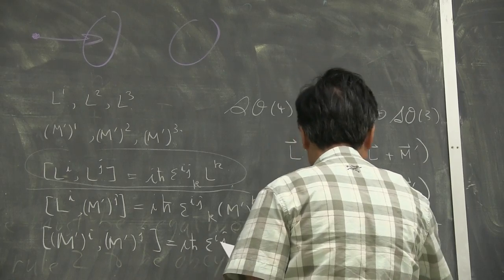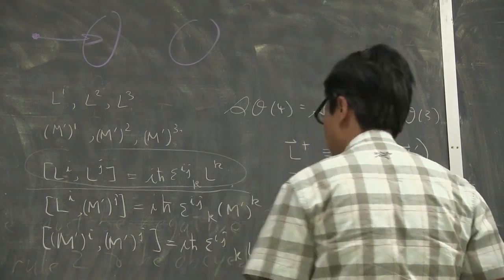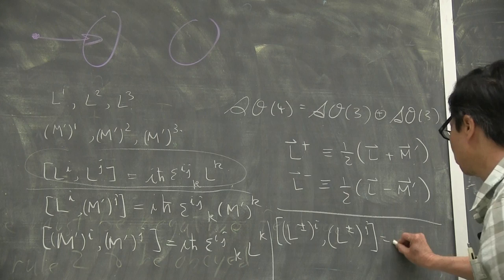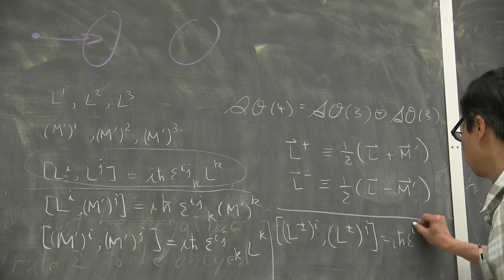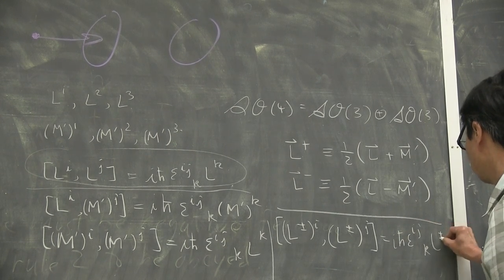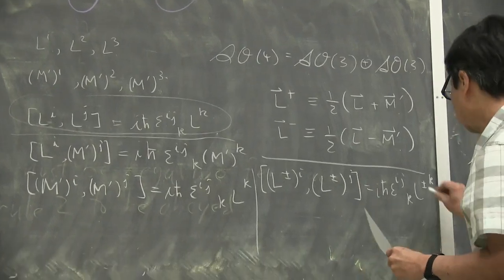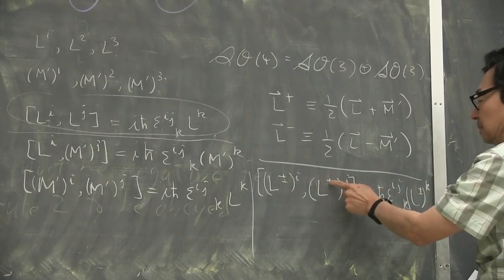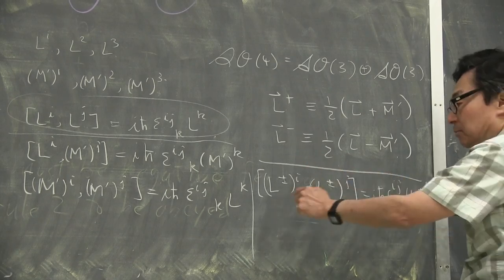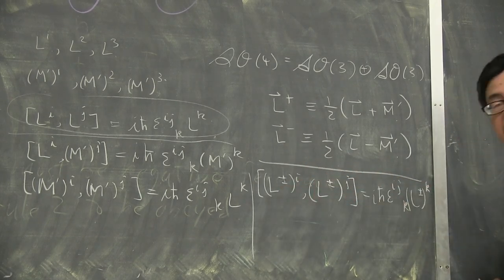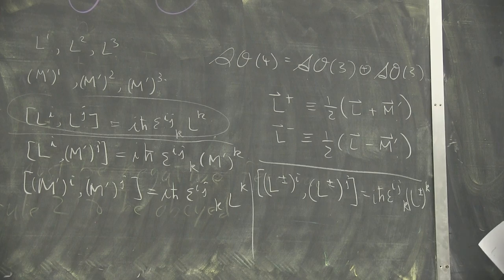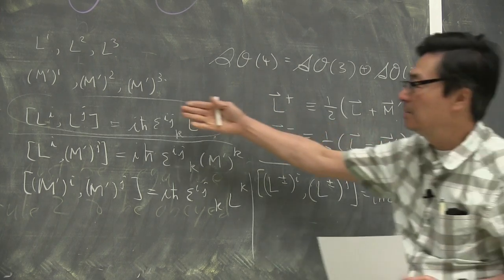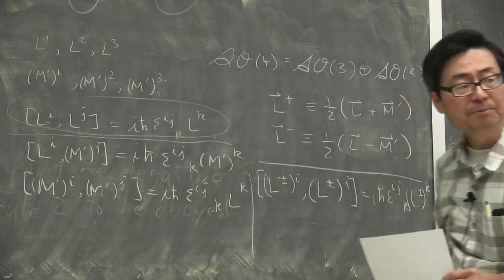always produces something like this. In other words, iħ ε_ijk L plus or minus k, like that. You see, when you use a plus here, you use a plus all the way through. When you use a minus, you use a minus all the way through. Okay? So what that means is that each of these guys behaves like an SO3 algebra.